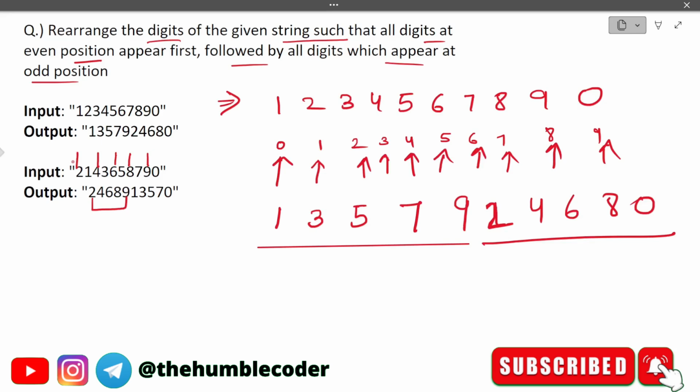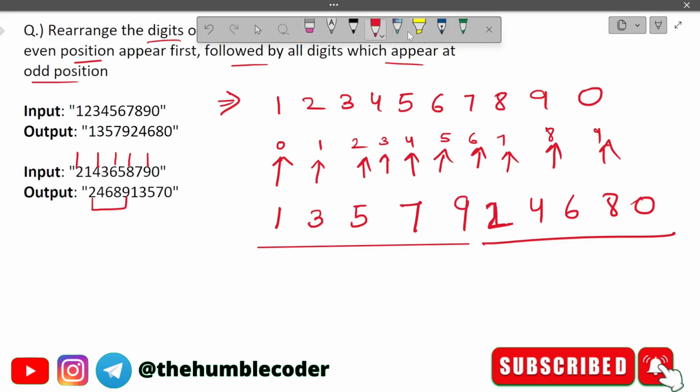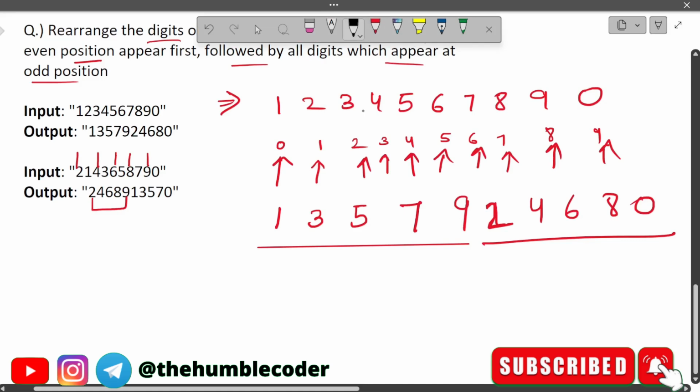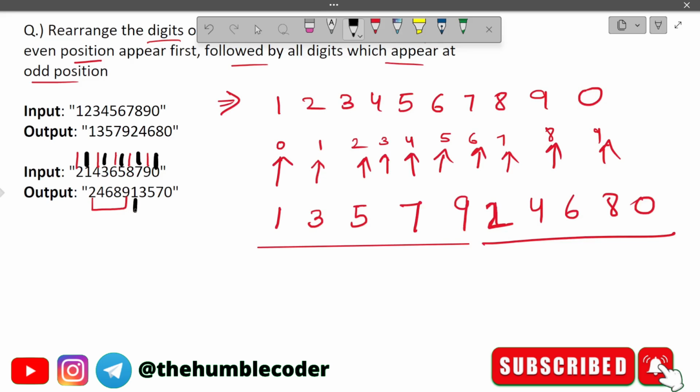For example, right now whichever I have marked are all the ones on even positions. Now let me use another ink, and then we will see which are the ones on odd positions. So this one: 1 3 5 7 0, these ones are on the odd positions. So in this way our final output will be this. So let's now see how we can solve this problem.